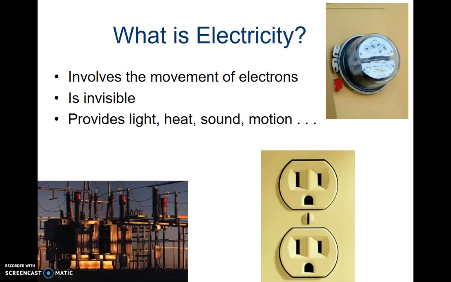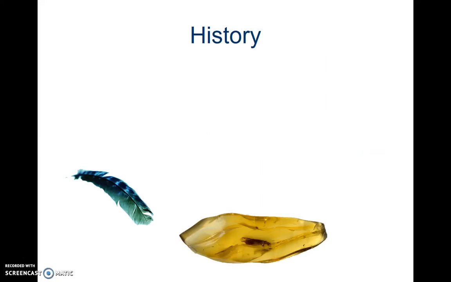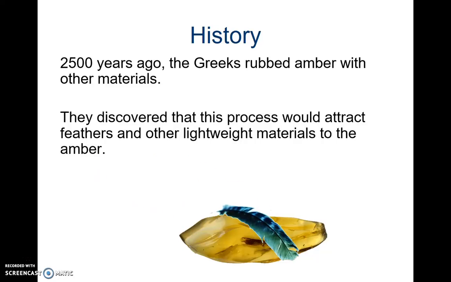It wants to do four things: light, heat, sound, or motion, okay? We've been using it for around the last 100 years in the world. Okay, let's keep going. 2,500 years ago, the Greeks rubbed amber with other materials, and they found out that this would attract feathers and other lightweight materials to the amber. So they would rub this stuff together and figured out, all right, there's some sort of connection going on here, and they had to figure out what it was.